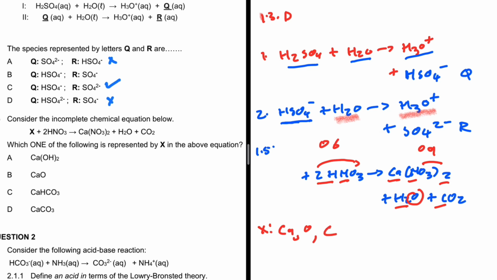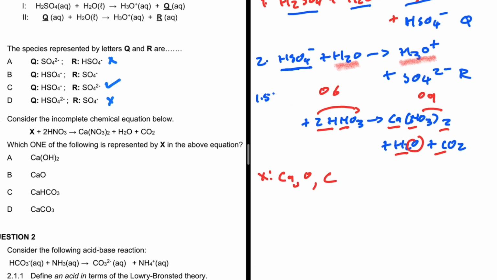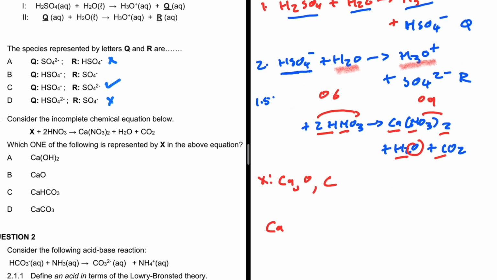Okay, how many calciums do we have on the right? We have 1. How many oxygen do we have? Well, let's start with carbon. How many carbons do we have on the right? We have 1. How many do we need on the left? We need 1, obviously. And then let's come to oxygen. On the right, we have 9 oxygens, and on the left, we have 6. The difference is 3. So here we need 3 oxygen.